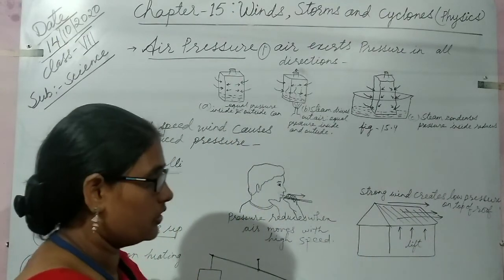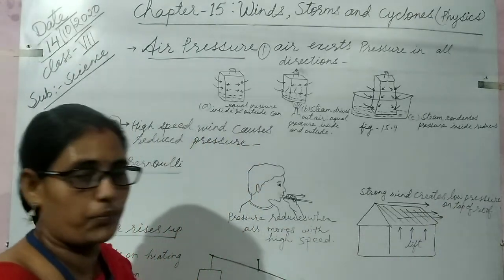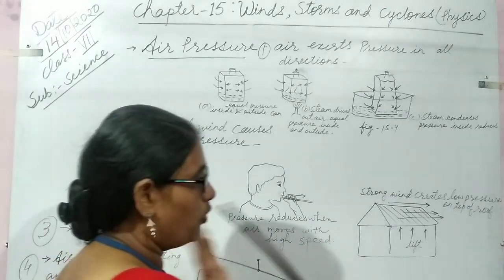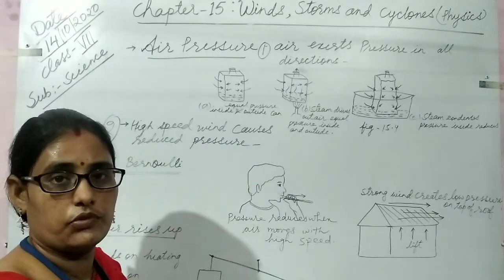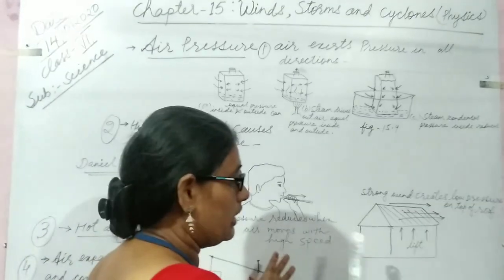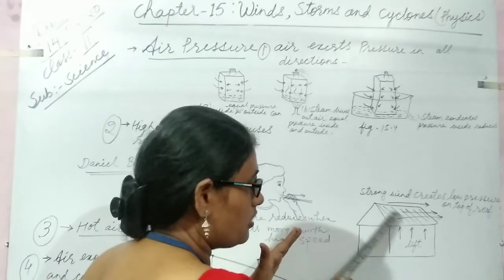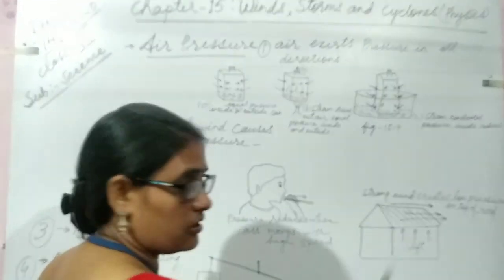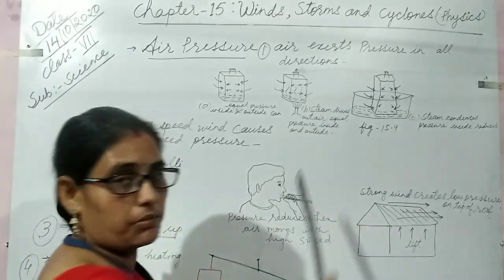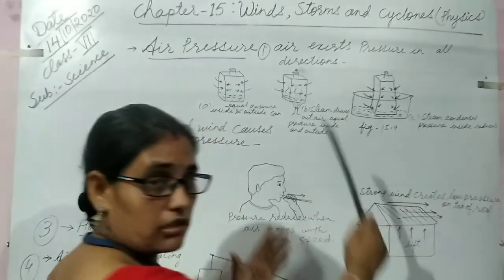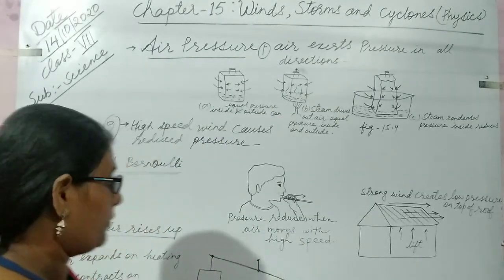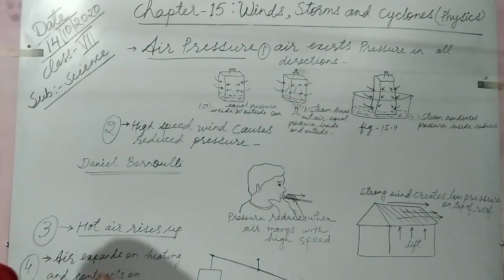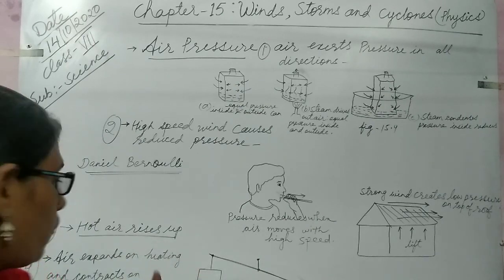In this picture, you can see that the strong wind creates low pressure on the top of the roof. Suppose the strong and high speed wind is blowing over the tin roof. Then this strong wind creates low pressure on the top of the roof, and the pressure below the roof is higher than the pressure above the roof. This way it lifts the roof upward and the roof gets blown away. Now, hot air rises up. Hot air always rises up because it is lighter in weight.